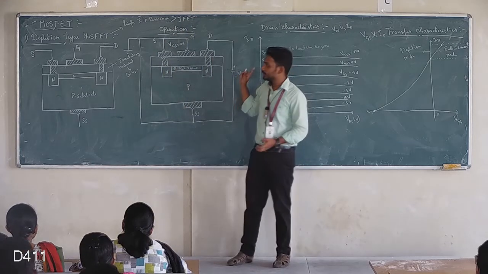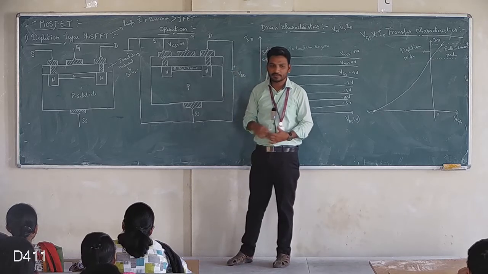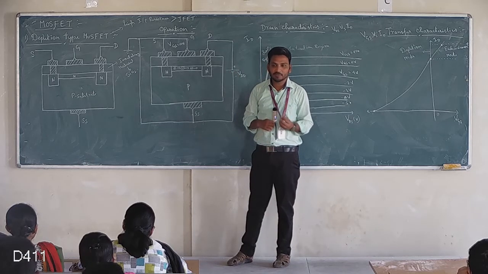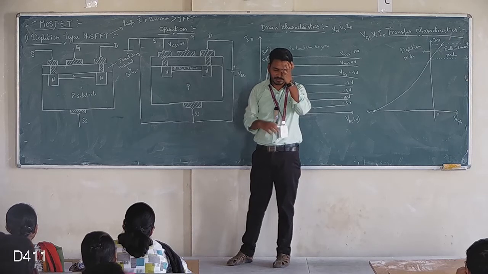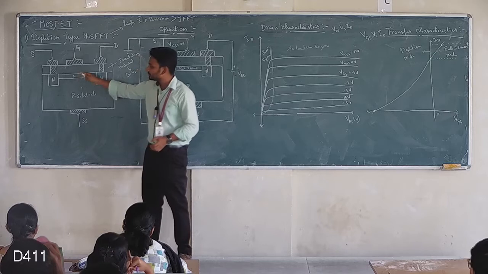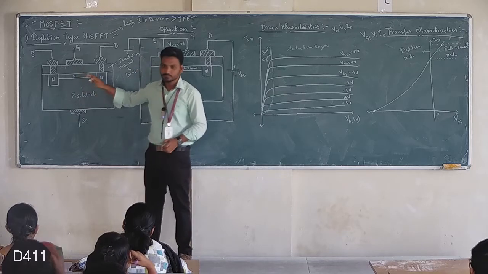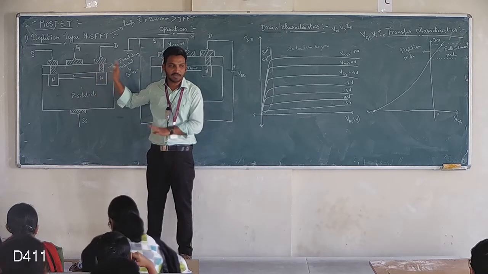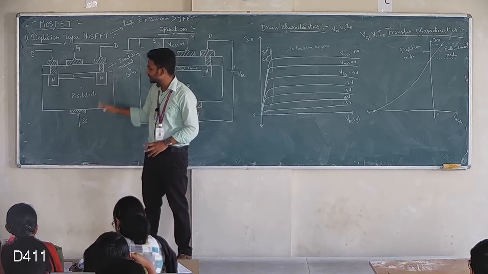Because in JFET all the terminals are directly connected to the substrate, it offers low level input resistance. But in MOSFET the gate is completely isolated from the substrate, so it will provide a much higher input impedance. That is the advantage of MOSFET. The remaining is all the same.